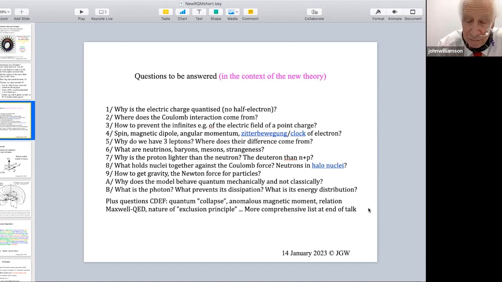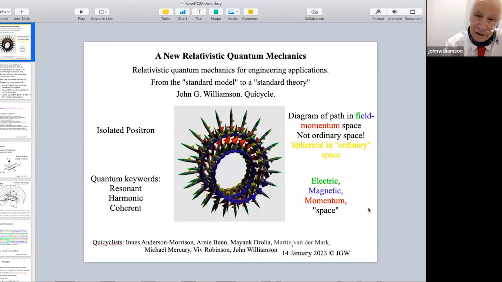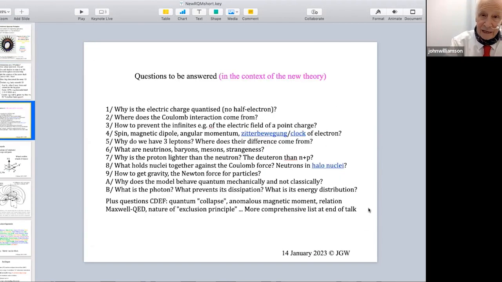I'm going to talk about the relationship between electrodynamics, quantum electrodynamics, and classical electrodynamics, Maxwell electrodynamics, and how the two fit seamlessly within the new theory, which pulls them together. So a subtitle for this talk is from the standard model to a standard theory. We've been sitting on a standard model for crying out loud for so long, which is a crying shame. It needs to be fixed. We need to go to a proper theory. And I'm also going to talk about the nature of the exclusion principle. So those are the questions to be answered.